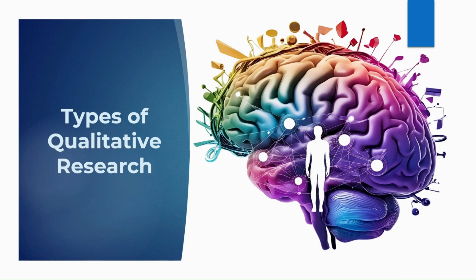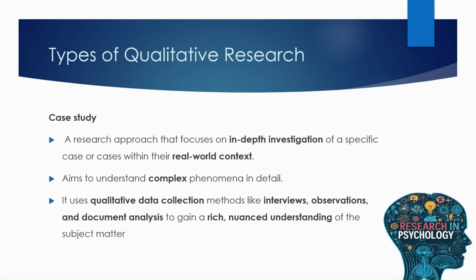Now we go on to types of qualitative research. The first type of qualitative research that we have is case study. Now, the case study method is an in-depth research technique that involves a detailed examination of a single subject, such as an individual or a group or an organization or an event or a community. And what is it for? To explore and understand complex issues within their real life context.